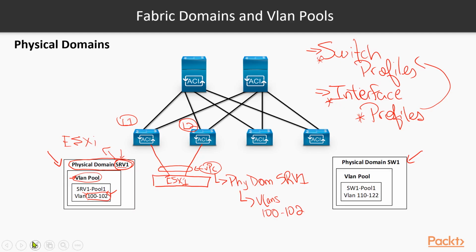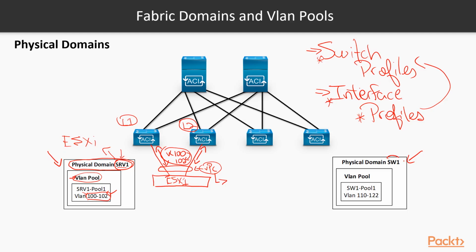Same here. Let me erase this so you already understand what we are accomplishing. Once we connect this and once we associate the domain to my interface profile, I am going to allow on those interfaces VLANs 100 through 102. So I am allowing those VLANs to cross those interfaces. So this is how we allow the VLANs through.